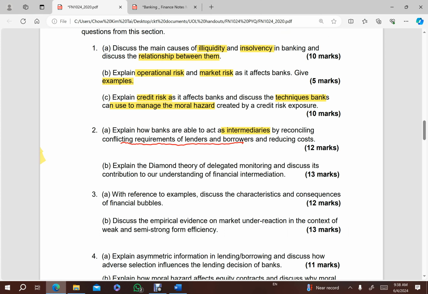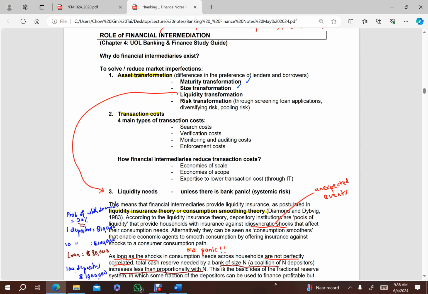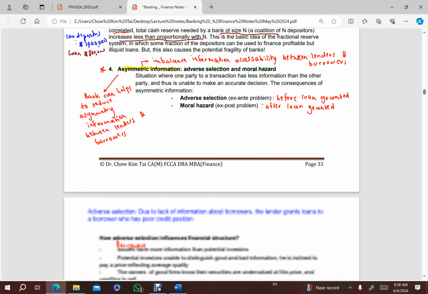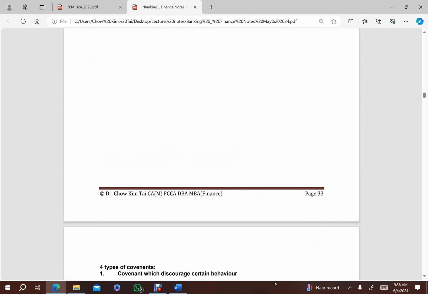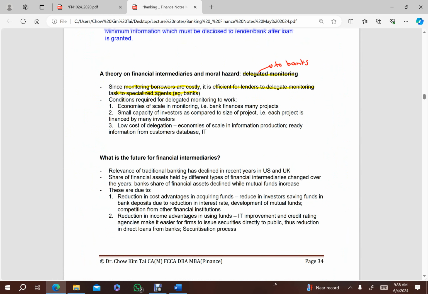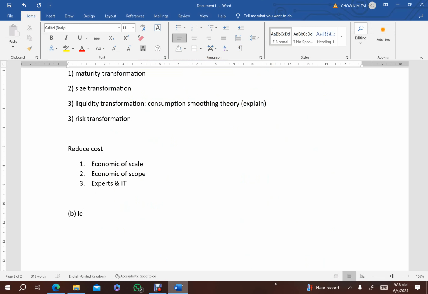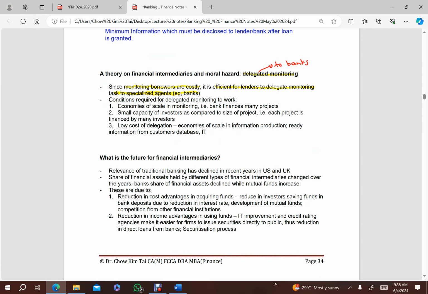Explain Diamond's theory of delegated monitoring and discuss its contribution to our understanding of financial intermediation. Okay. Delegated monitoring, this point. This is Diamond's theory. Delegated monitoring. Okay. This is Diamond's theory. Okay, so I put there page 34. Okay, now I have a summary here on page 34.